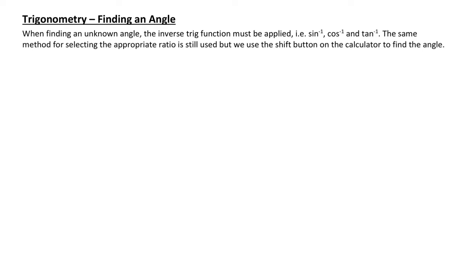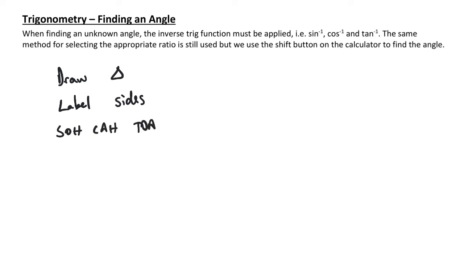We use a similar method as we did before if we're trying to find the angle. So we'll still draw the triangle, we'll label the sides, we'll write out SOHCAHTOA, and then we'll choose the appropriate ratio.